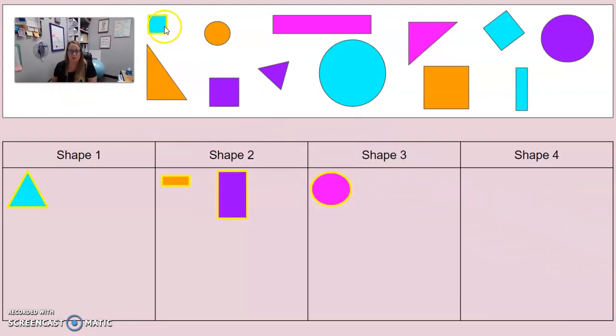Alright, what about this one? Let's see, how many sides does it have? 1, 2, 3, 4. Did we have one that had 4 sides? We did. So I can put this in shape 2, right? Because it has 4 sides? Works for me. What? I heard somebody say no, no, no, no, no. Why would you say no? It has 4 sides. Do these look the same or do they look different? Turn and talk to somebody.